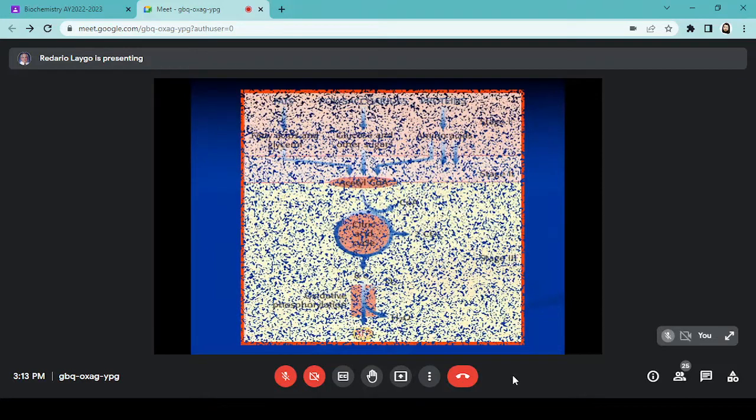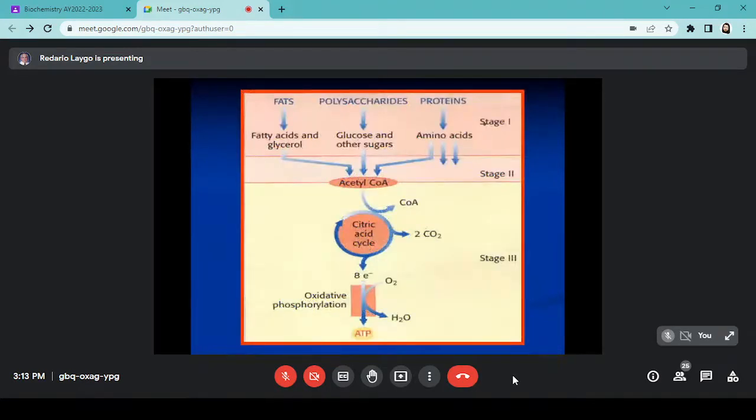Now, these are the three stages of your catabolic reactions. The first stage, as I mentioned earlier, would be the degradation or conversion of your macronutrients into their monomers. So lipids will be converted to their respective fatty acid components and glycerol, your polysaccharides or carbohydrates into glucose and other sugars, while your proteins naturally to your amino acids. Now, each of these monomers will eventually be further oxidized into becoming acetyl CoA. And that would be your stage 2.